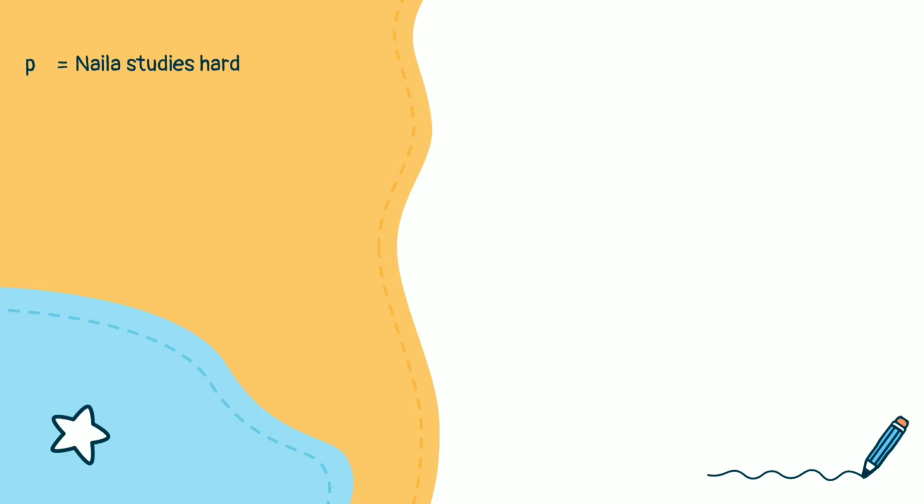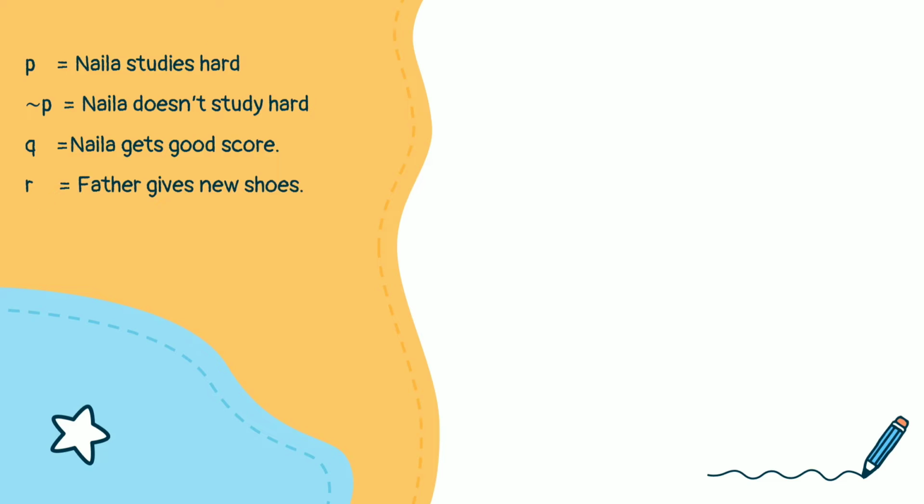P for the statement Naila studies hard, not P for the statement Naila doesn't study hard. Q for the statement Naila gets a good score. R for the statement father gives new shoes. And not R for the statement father doesn't give new shoes. Now, let's convert the statements beside into logic symbols one by one.